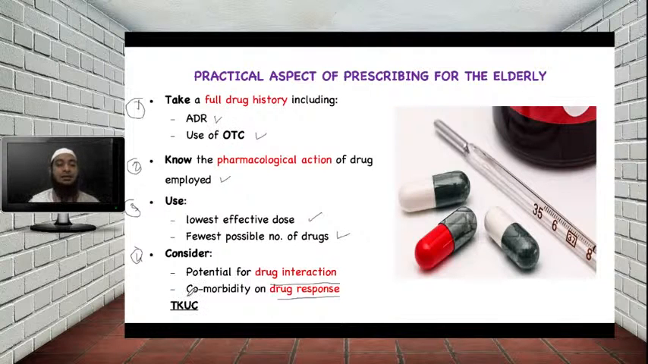I call this approach TKUC. TKUC: T is to take a full drug history of the patient. K is for know the pharmacological action of the drug employed. U is for use the lowest effective dose and fewest possible number of drugs. And C is for consider the potential for drug interaction and comorbidity on the drug response. Okay, so these are different practical aspects of prescribing drugs to the elderly patient.